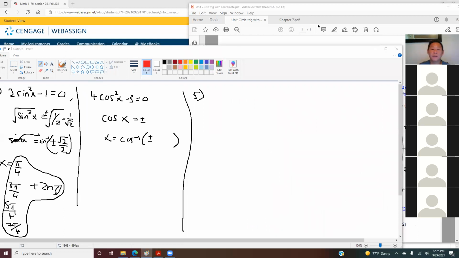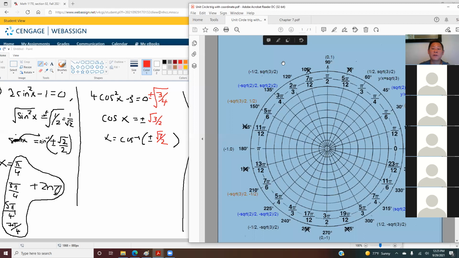Yep, very good, Ming. So you add 3 and then divide by 4, and in order to get rid of this square, you take the square root of it, plus and minus. This is root 3 over 2. Yep, plus and minus root 3 over 2. So this is the arc cosine of root 3 over 2. That is correct. And now you need to use your unit circle to figure out the angles.